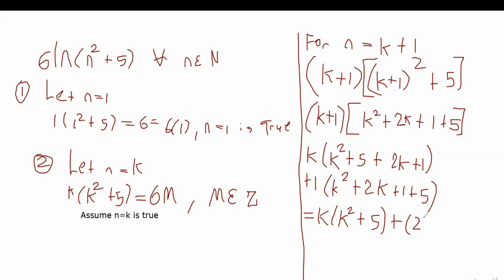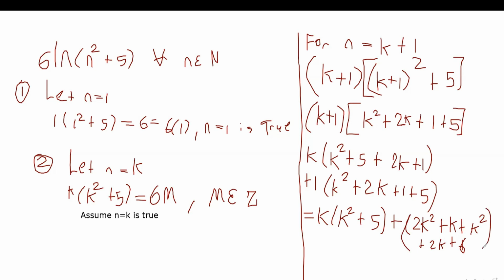We can expand the part there and write it as k times 2k is 2k squared plus k times 1 is just k. Then, Marika, we can keep on adding 1 times k squared. That's just plus k squared. Then 1 times 2k, that's just 2k. So we can put plus 2k. And then we can keep on adding 1 times 1, that's plus 1, plus 5. Or we can even write 1 plus 5 as 6 now, right? 1 plus 5 is 6, right, Marika?